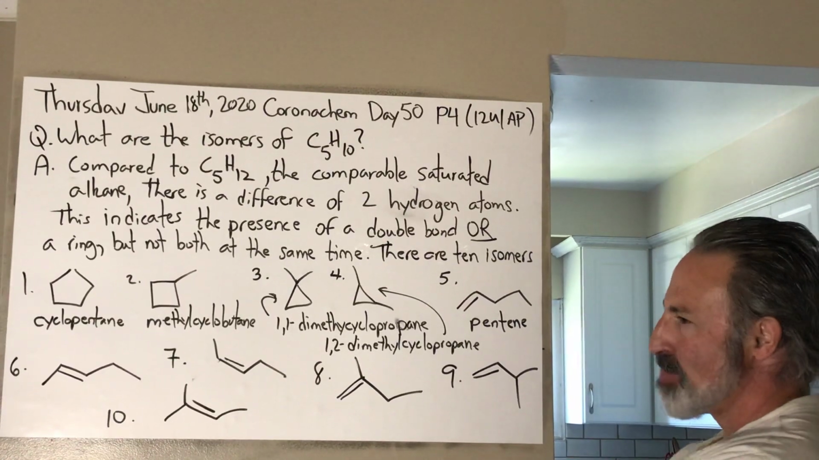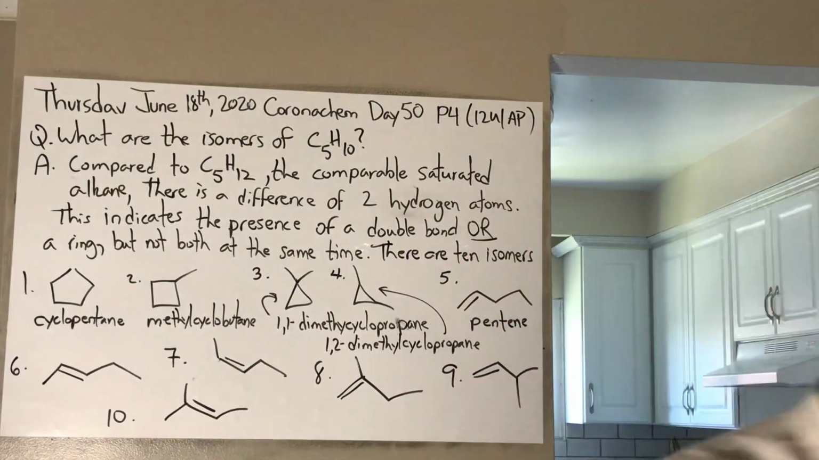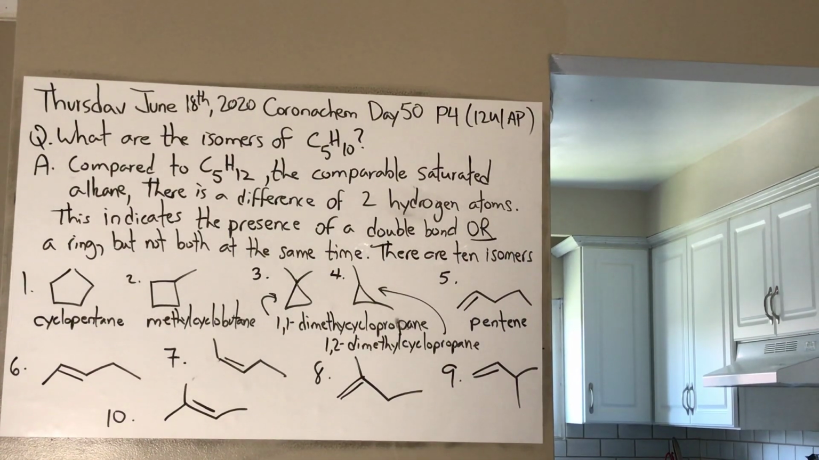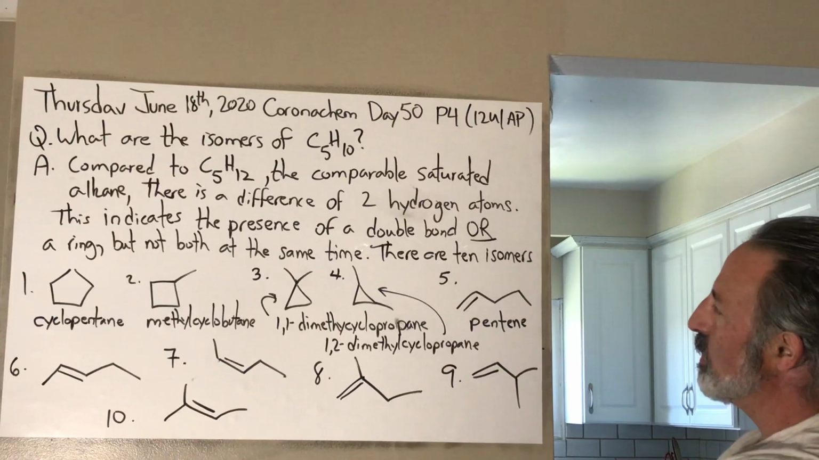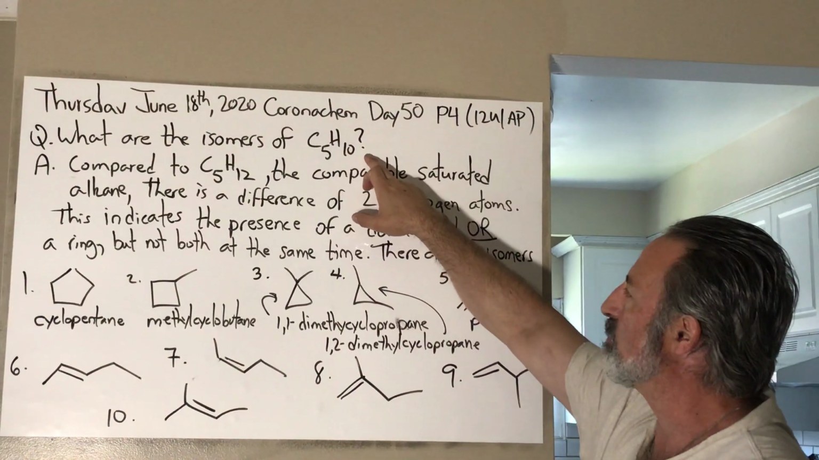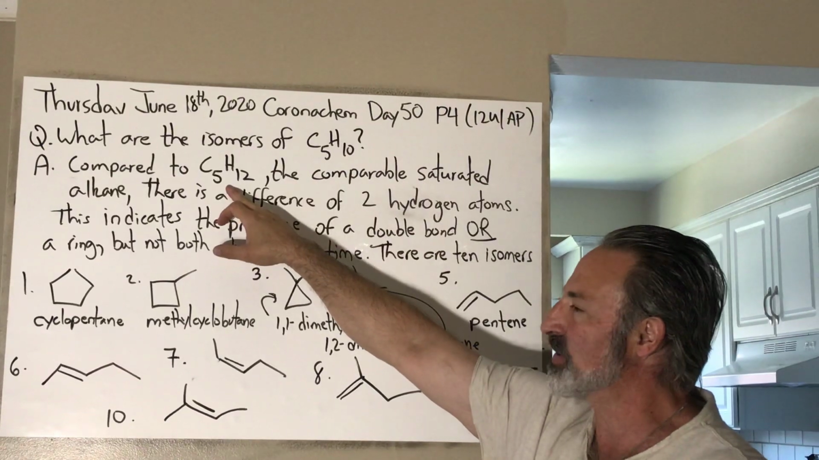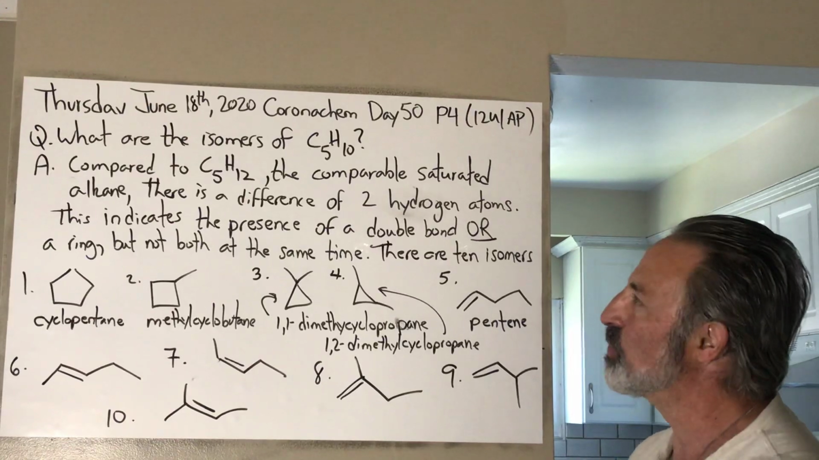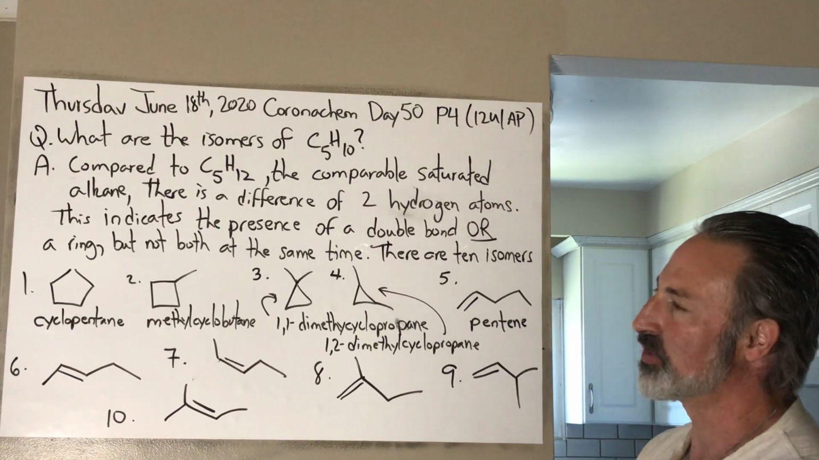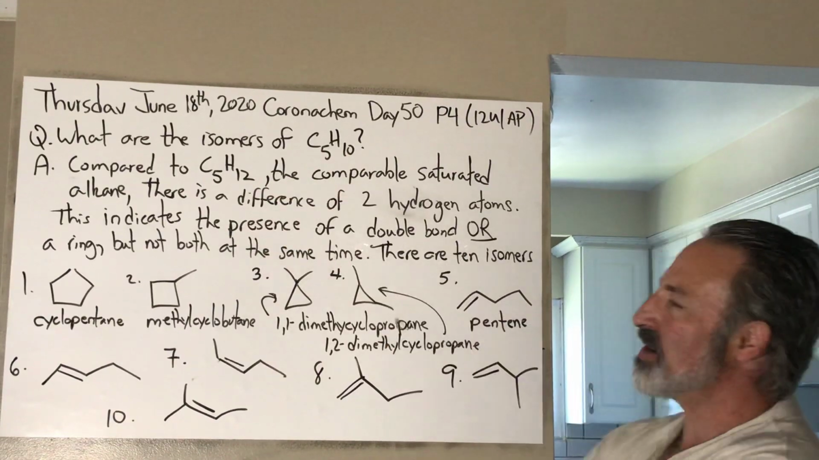It is important to note that when you compare the formula of the molecule that you're asked to write the isomers of to the formula of its parent, meaning the molecule has the maximum amount of hydrogen that you could stick on to that number of carbon atoms, you can form a comparison where you see that there's two hydrogens missing.